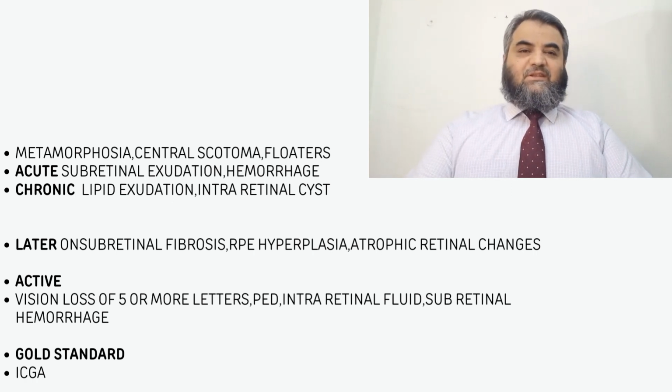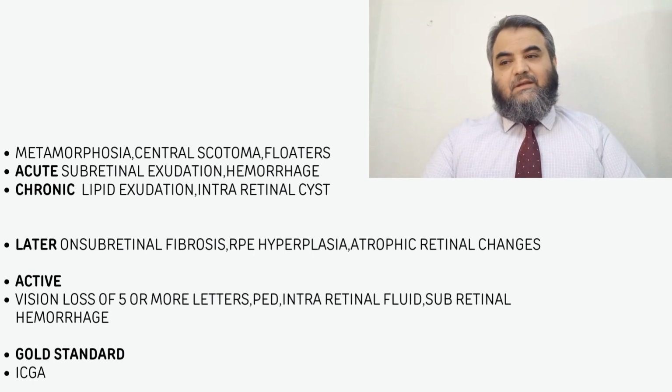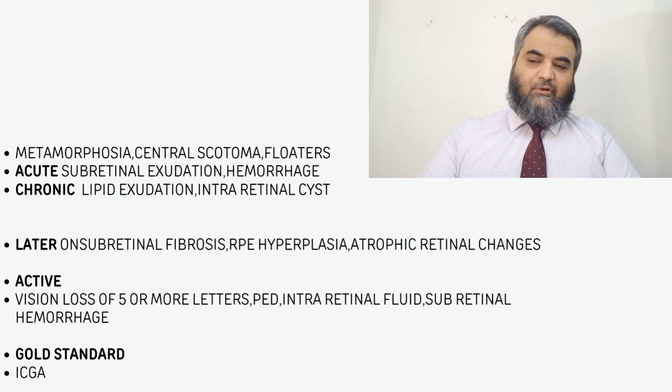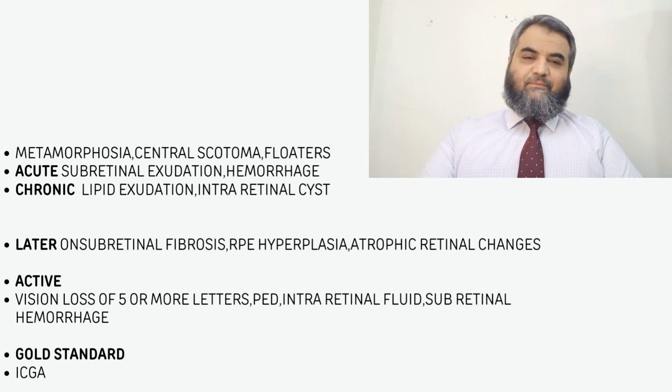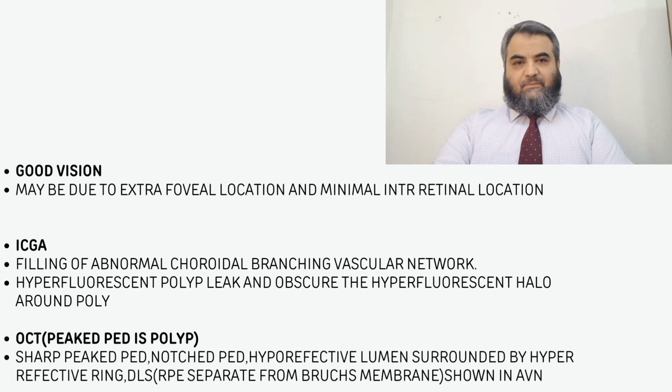So, when will we say that this disease is an active disease? Active disease is defined when there is loss of 5 or more letters, there is pigment epithelial detachment, intraretinal fluid, or subretinal hemorrhages. And the gold standard is indocyanine green angiography. The vision in these patients sometimes may be good because of the location of these blood vessels, this lesion. For example, if it is extrafoveal or if it is minimally involving the fovea.